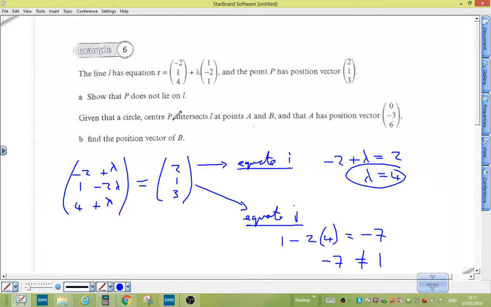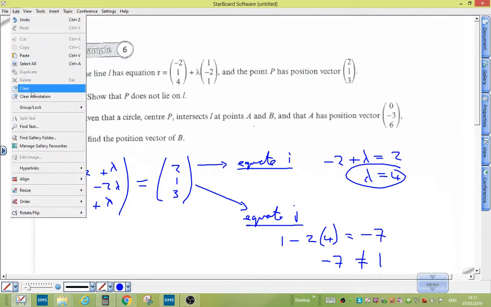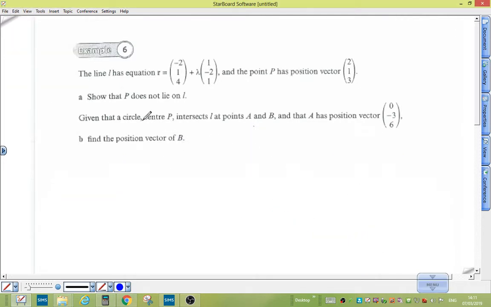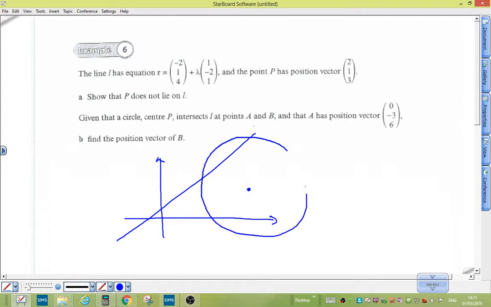Given that a circle centre P intersects L at points A and B, and that A has a given position vector, find the position vector of B. So I'm just going to rub this out, clear annotation. Right, a quick sketch of this, and it's 3D. It does not matter. You just draw a random line, and there's my random line. Okay, and you know that P does not lie on the line, but there is P. Okay, and I'm drawing a circle because it looks like it cuts it twice. So one point of crossing is A, and the other position vector B.